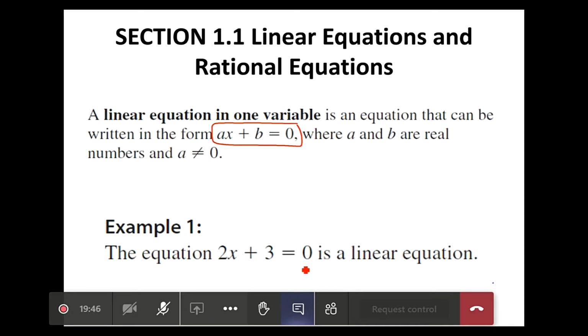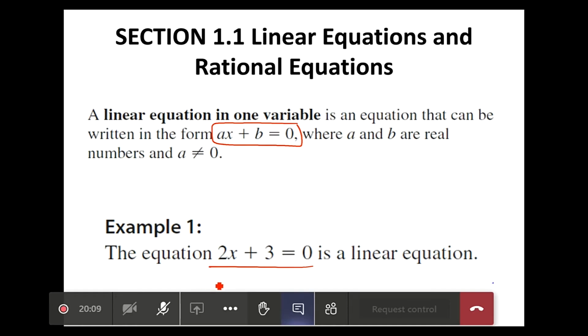For example, look at this. This is a linear equation. Why? Because the maximum power of x equals 1. Okay, and we don't have x inside the radical, or x in denominators, or x in a logarithm, and so on. Okay, so how can we solve it?